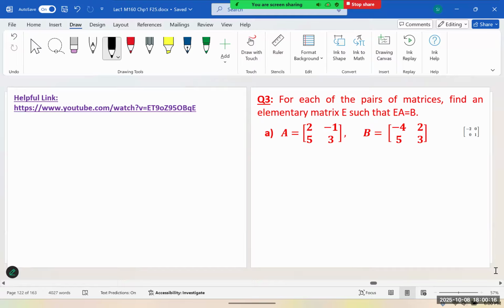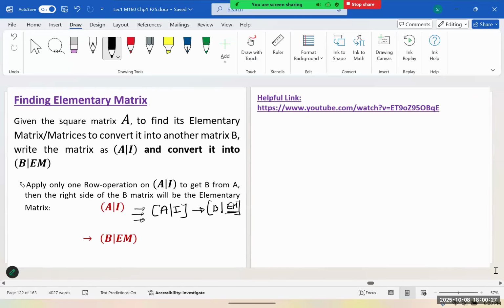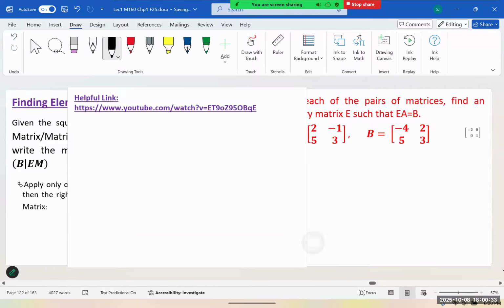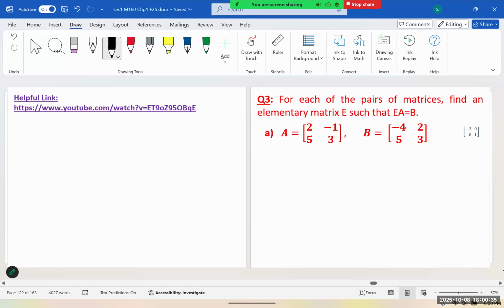Okay, so you can have a bunch of elementary matrices, or you can have a product of a bunch of elementary matrices. So if you use this method, you don't get one elementary matrix, you get the product of all the elementary matrices. So if you want to find one individual one, then you can do it the way they did in the video. So we have A and B.